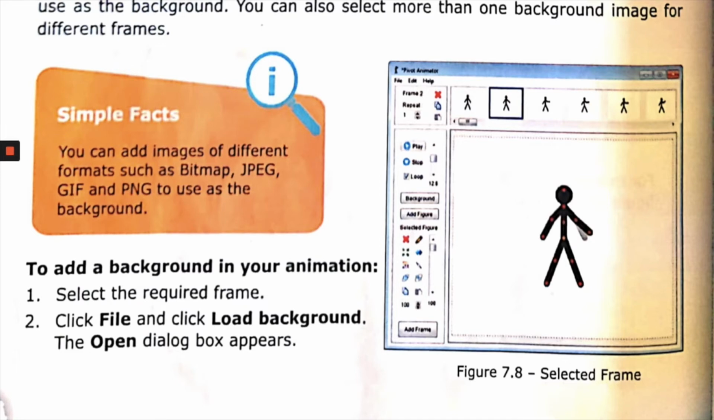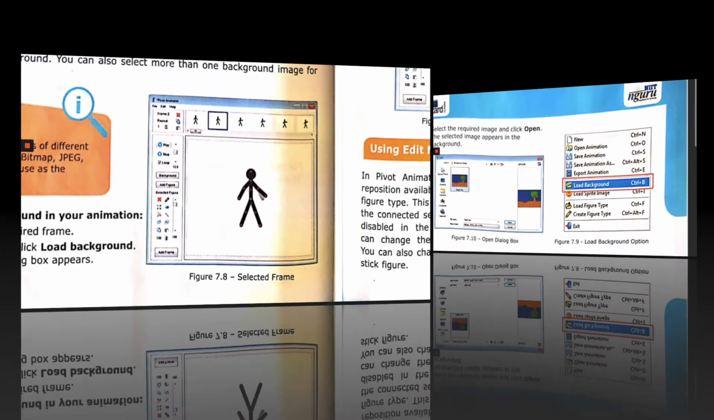How can you add a background to your animation? Select the required frame, click File and Load Background. In the File menu, you have the Load Background option. When you click on it, the Open dialog box appears.